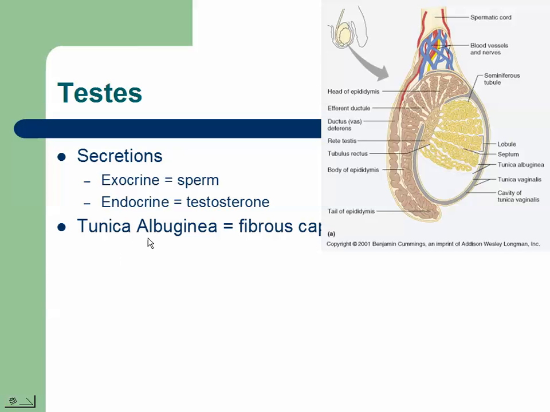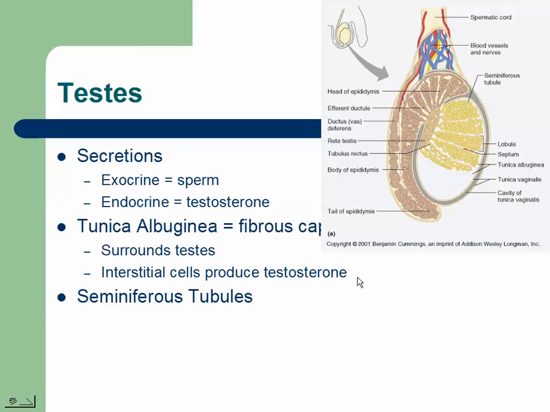Then there's the tunica albuginea, and this should say fibrous capsule here. This is the part that surrounds, here you can see it in white, the internal workings of the testes. In the interstitial cells, meaning the cells that are in the tissue, so one of its jobs is to surround, but then in its actual cells, it has these cells that produce the actual testosterone.